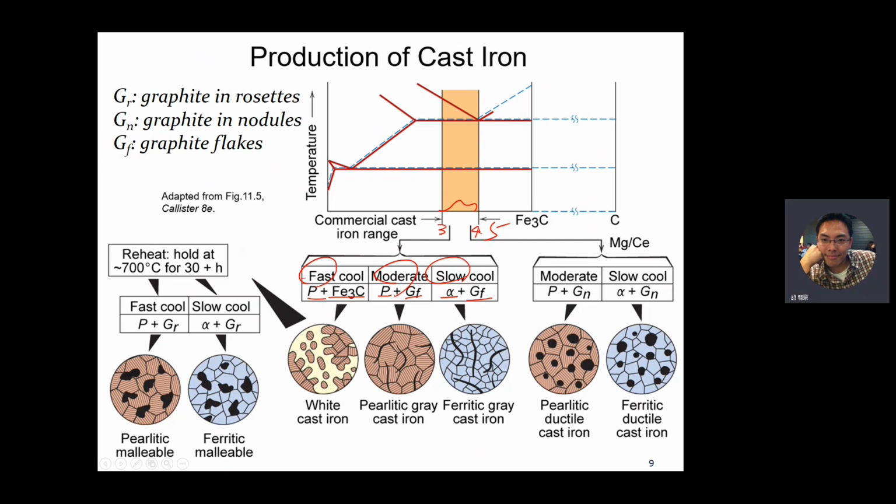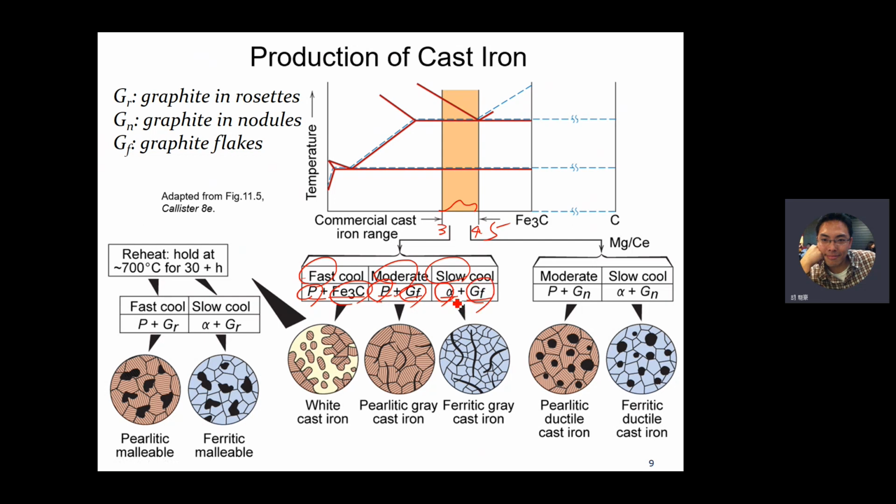Of course, we can know from its microstructure, right? For the fast cooling, pearlite and cementite. For the moderate cooling rate, its microstructure is pearlite and graphite flake. And for the slow cooling rate, its microstructure is ferrite and graphite flake.